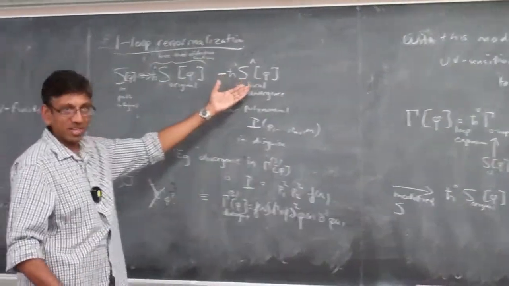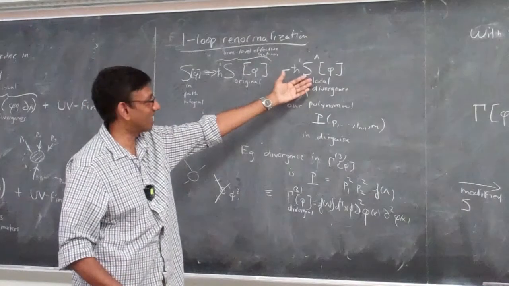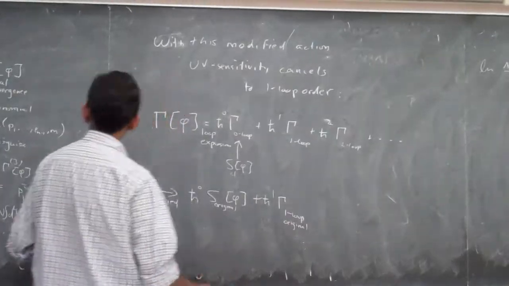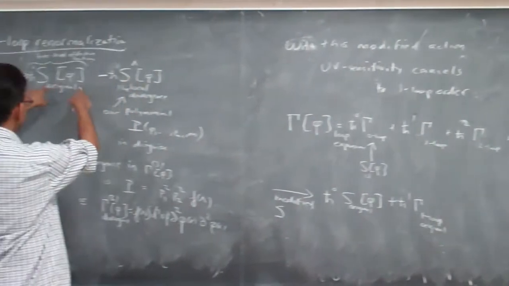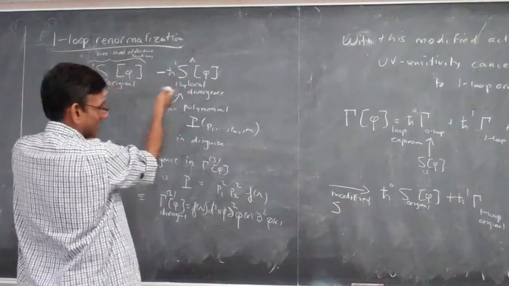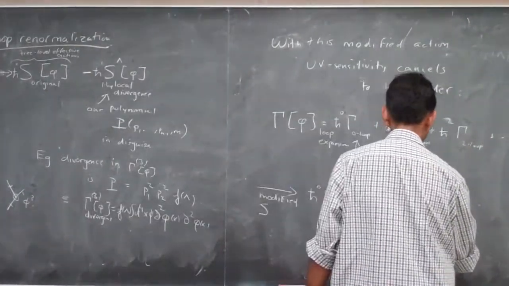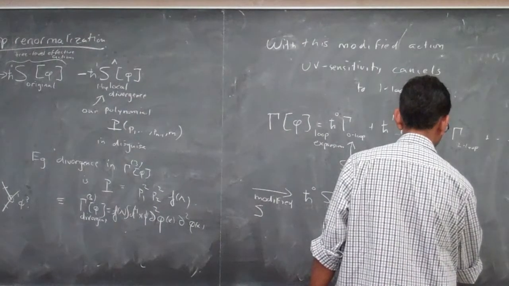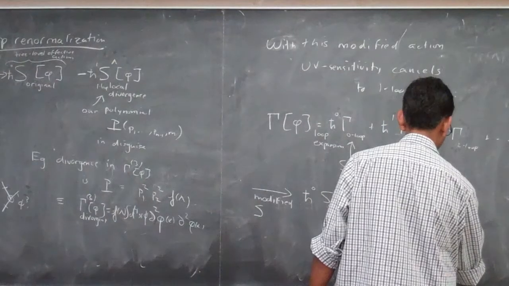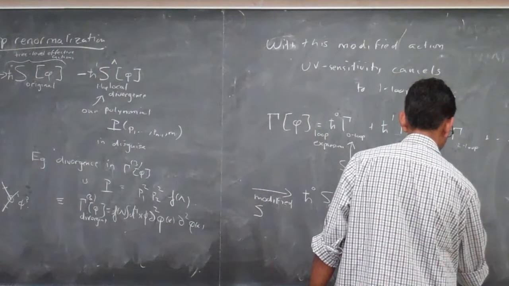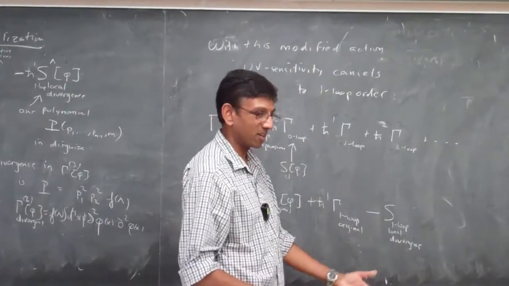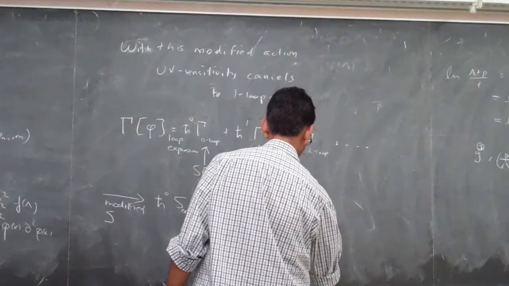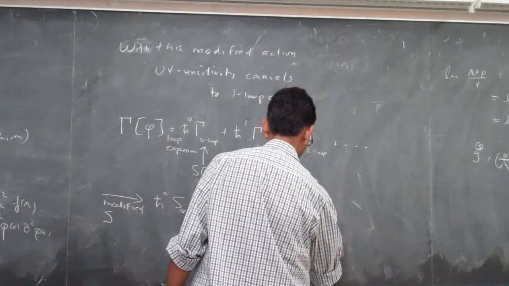But wait, I forgot about this extra action that I added. I added this term. Well, see, it's the thing you plug into the path integral for the same reasons. It's going to show up as S1 loop local divergence. Whose divergence? Of the new modified theory? No, just the old one. So local original divergence.